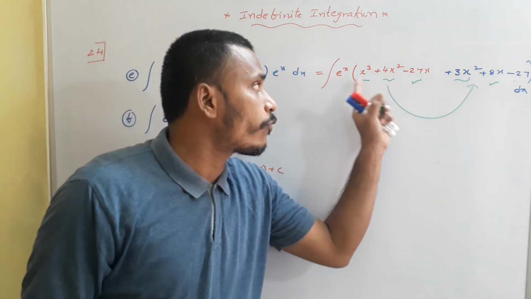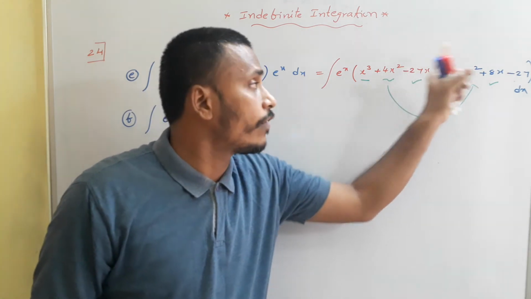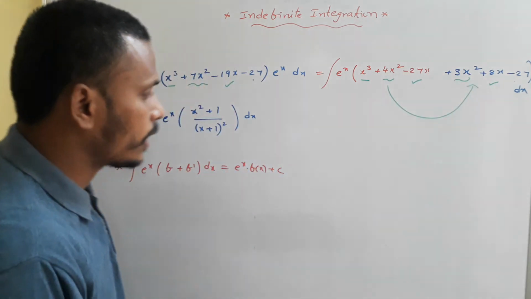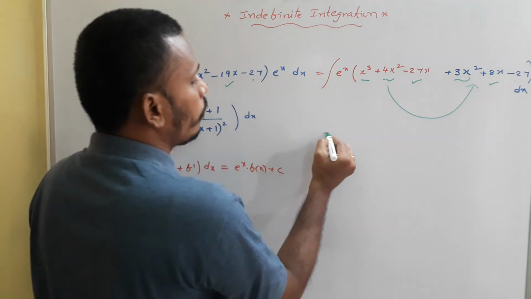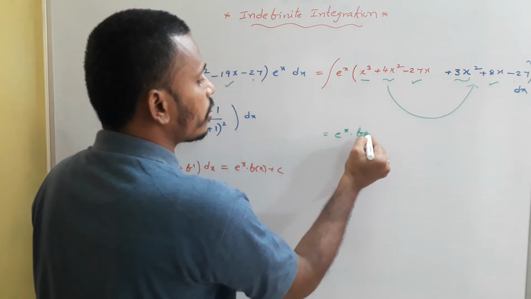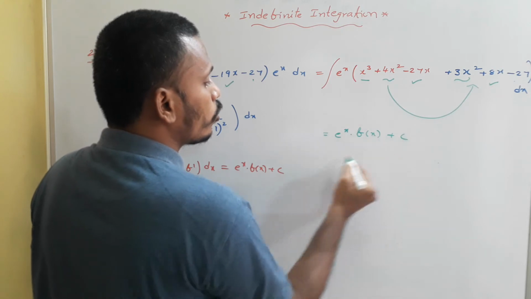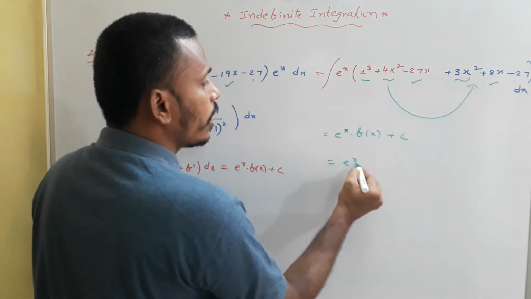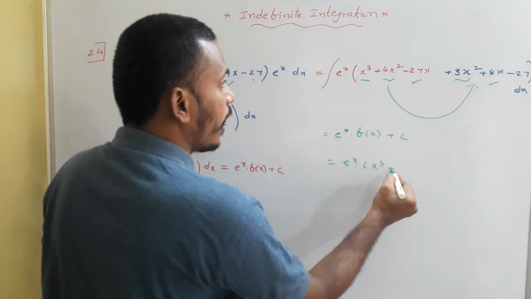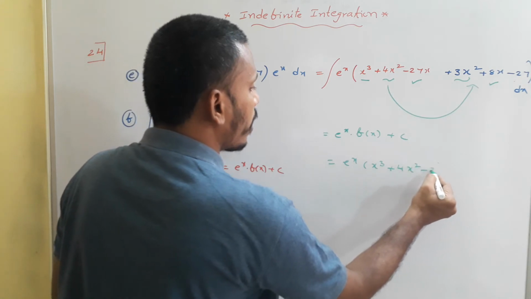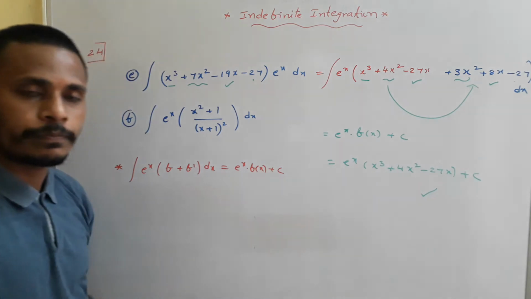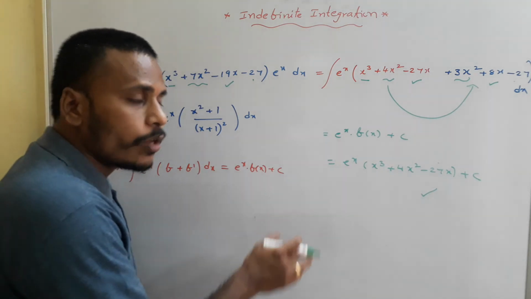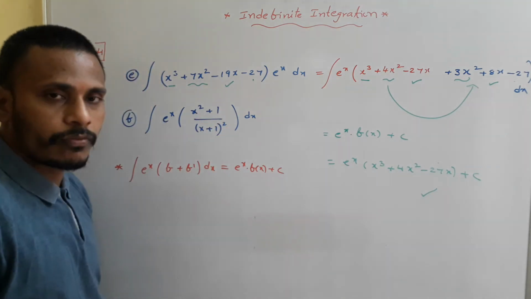So if this is a function f of x and its derivative f dash of x is this blue color part, at the end what is your answer? Function plus its derivative. So our answer is e power x into f of x plus c. So that is equal to, what is this f of x? F of x is that red color function, x cube plus 4x square minus 27x plus c. There is the problem. And now in the same way you just try to answer this f. Okay.